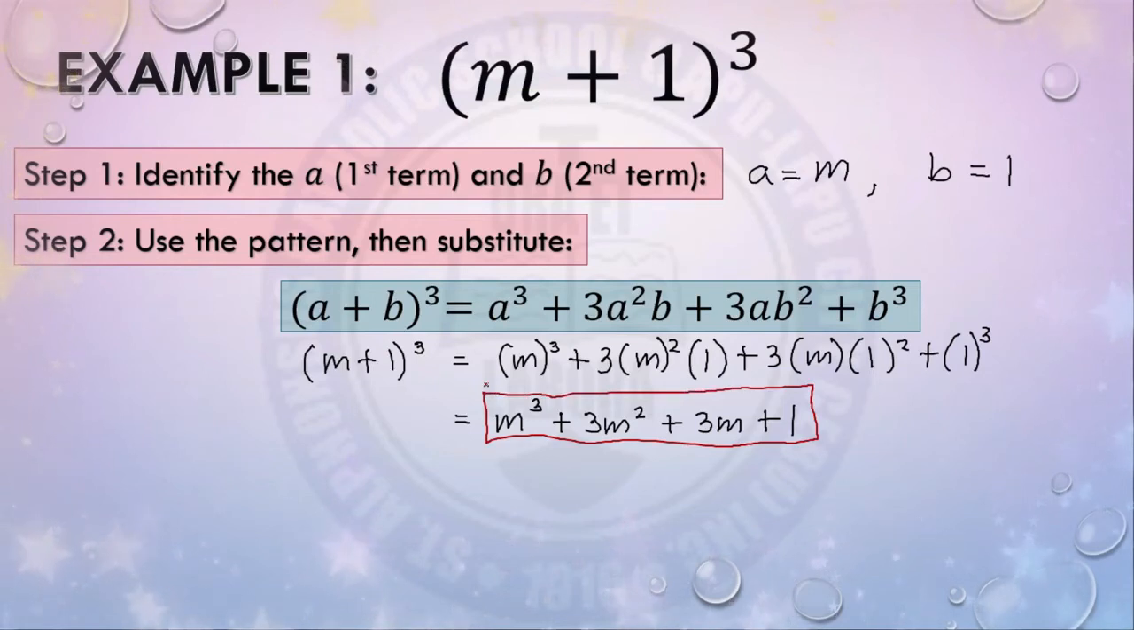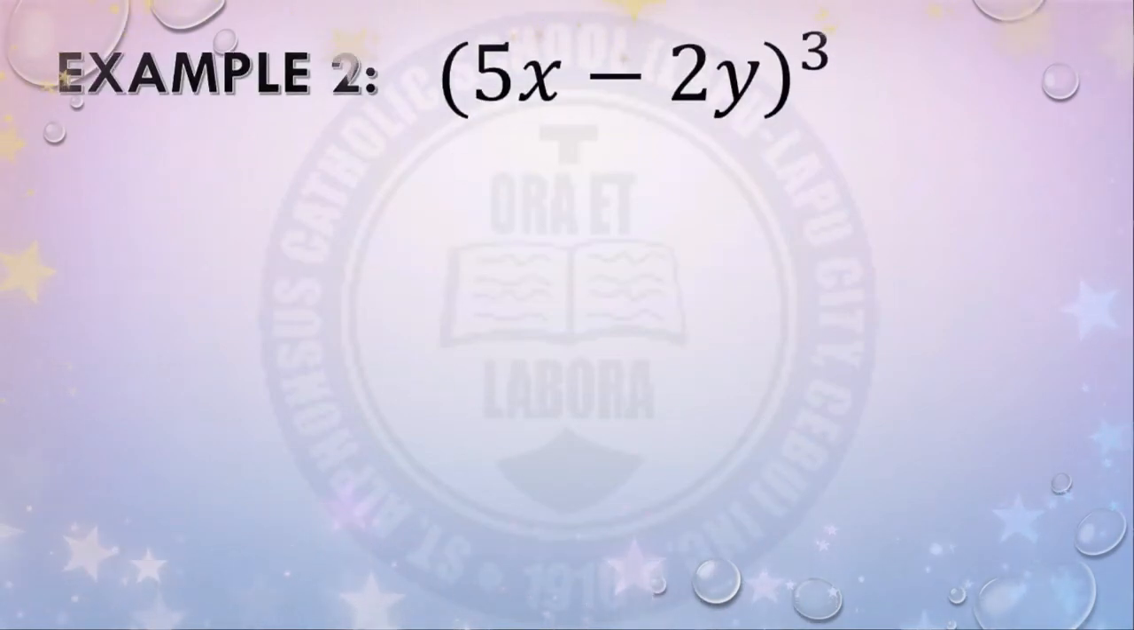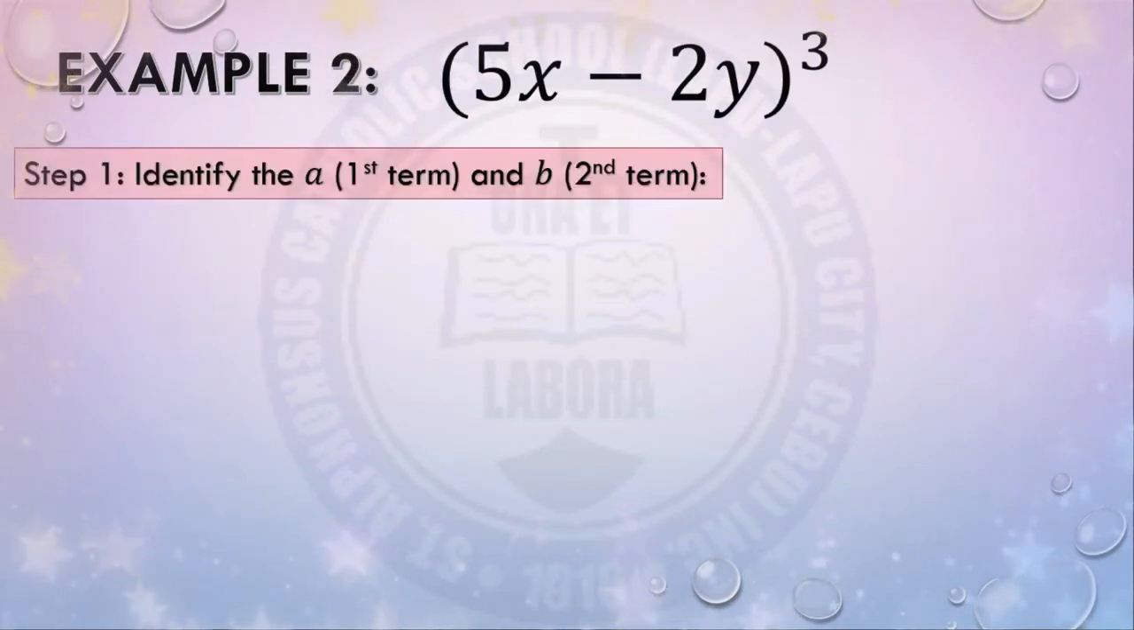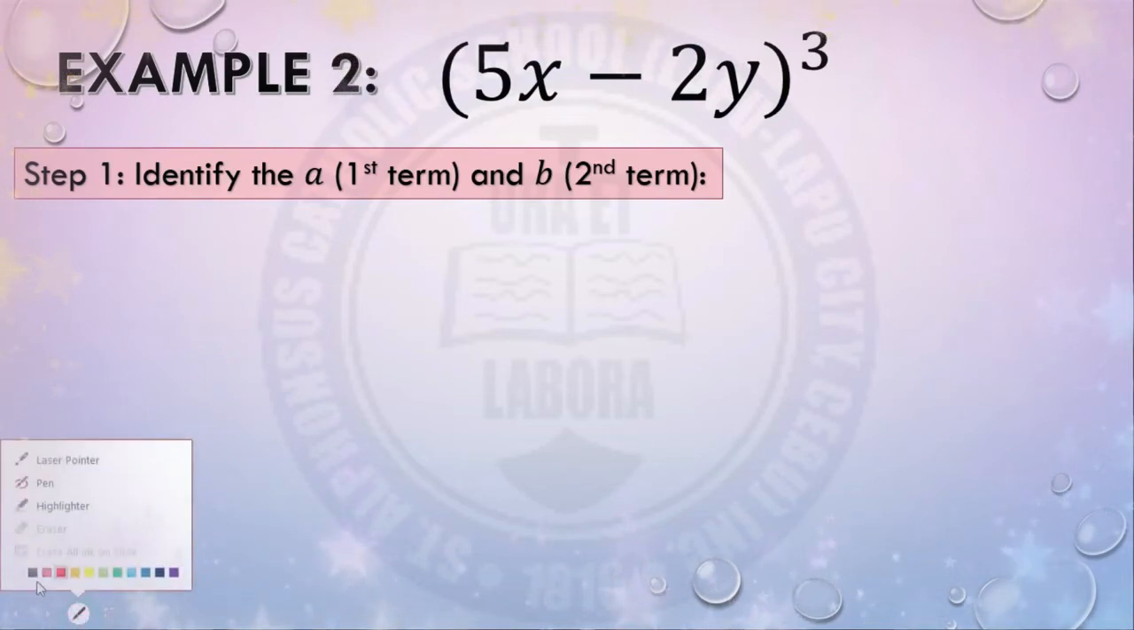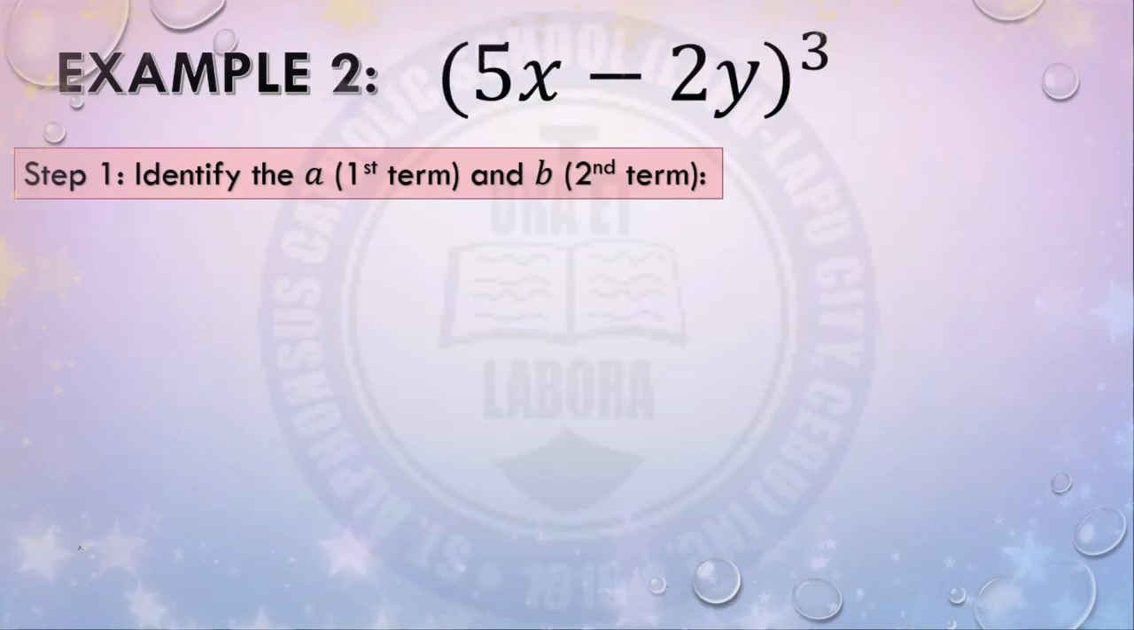Okay, now let's have another example. Let's have example number 2: (5x - 2y) cubed. Again, the first thing that you're going to do is identify your first and second term. What do you think is our first term? What do you think is our second term? Please input your answer below.